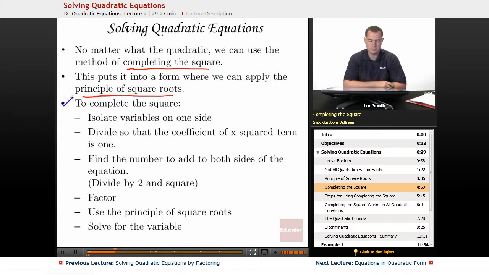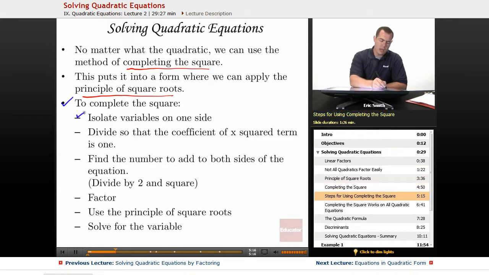The first thing that you want to do is really isolate your variables to one side, so get all your x's on one side. If it doesn't have a variable, go ahead and put it on the other side of the equation for now. Then you're going to want to make sure that the coefficient on your x squared term is 1. If it's anything other than 1, then go ahead and divide everything by that number.